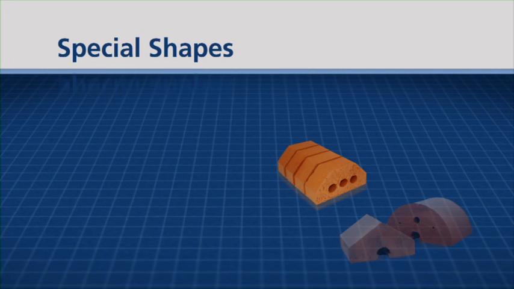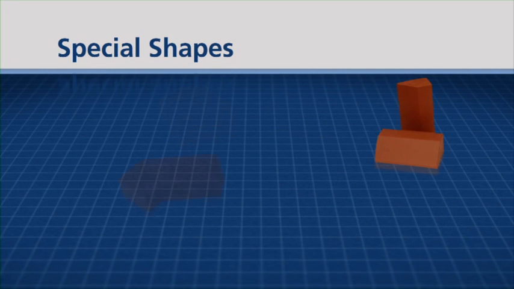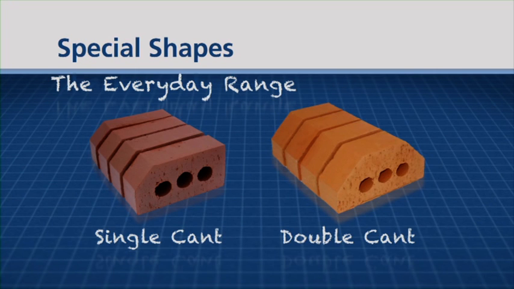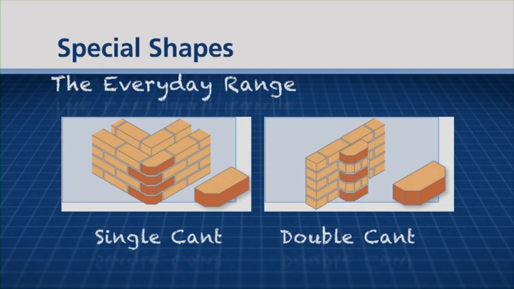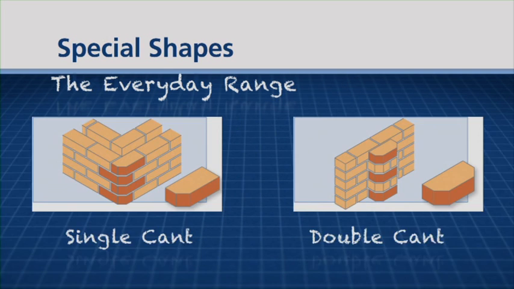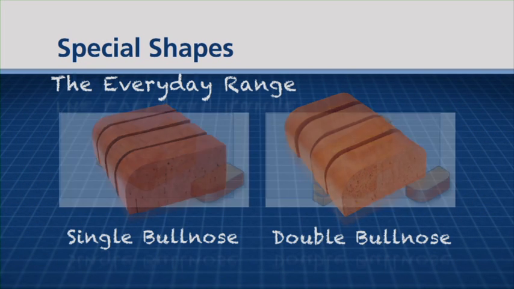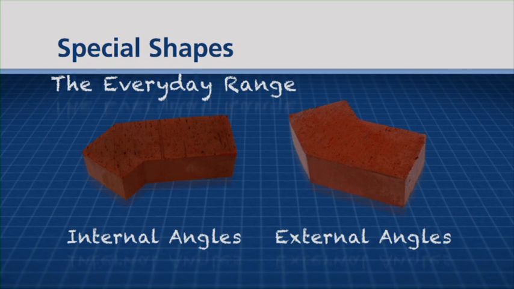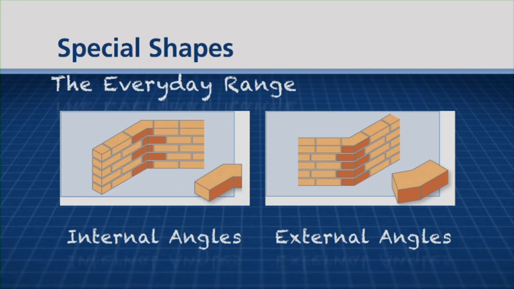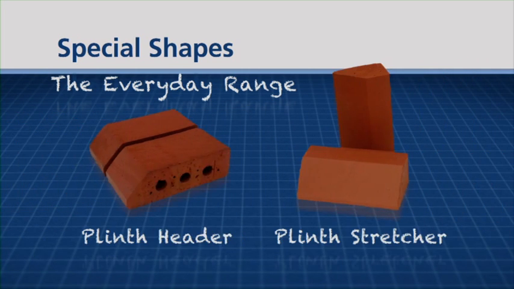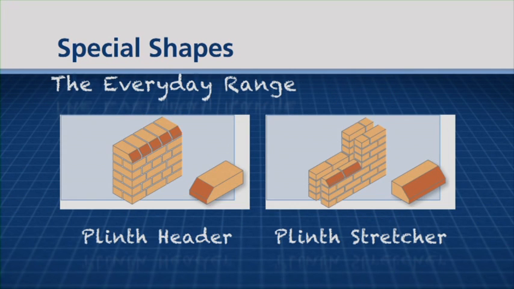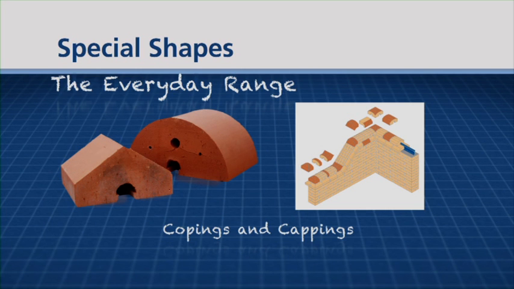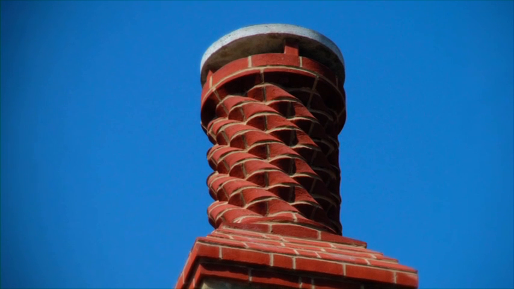This everyday range of products are the products that are used in the majority of applications, often giving a decorative finish or the solution to a particular design detail. The everyday range includes the following shapes. Here, shown in some of their most frequent applications: single cant, double cant, single bullnose, double bullnose, internal angles, external angles, plinth header, plinth stretcher, copings and cappings.